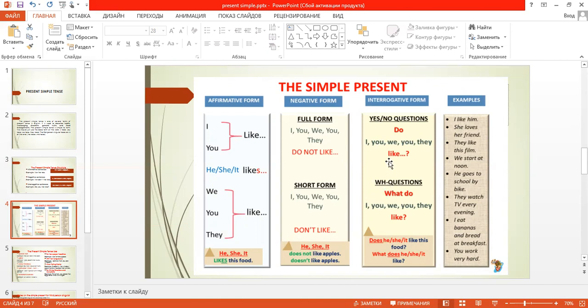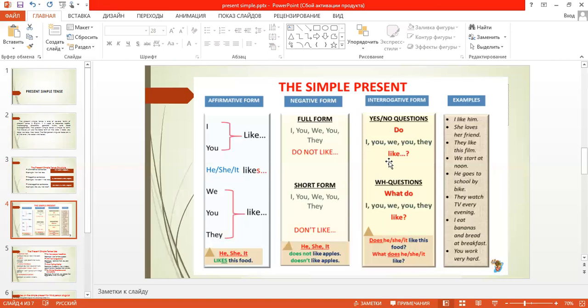And in interrogative form of a sentence, auxiliary verbs do and does precede the subject. For example, do you like? Do they like? Do we like? And with third person singular, does he like, does she like, does it like?